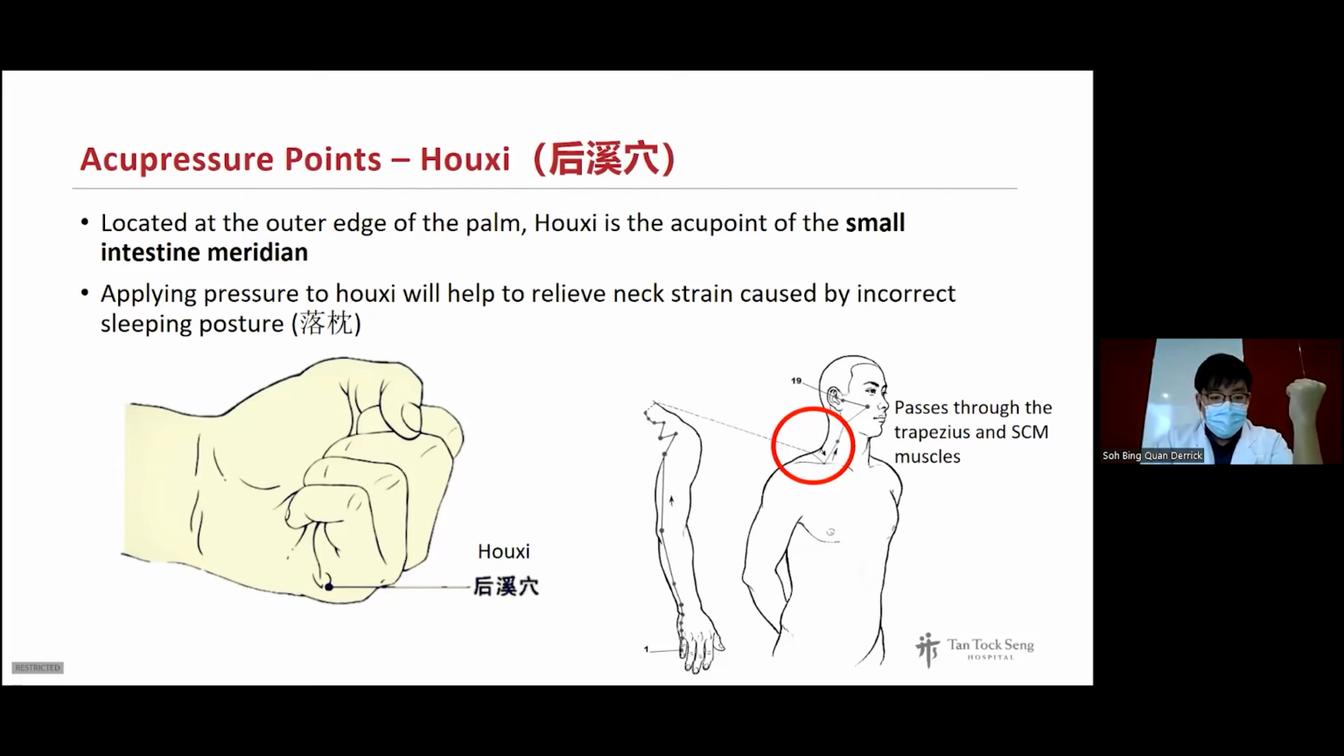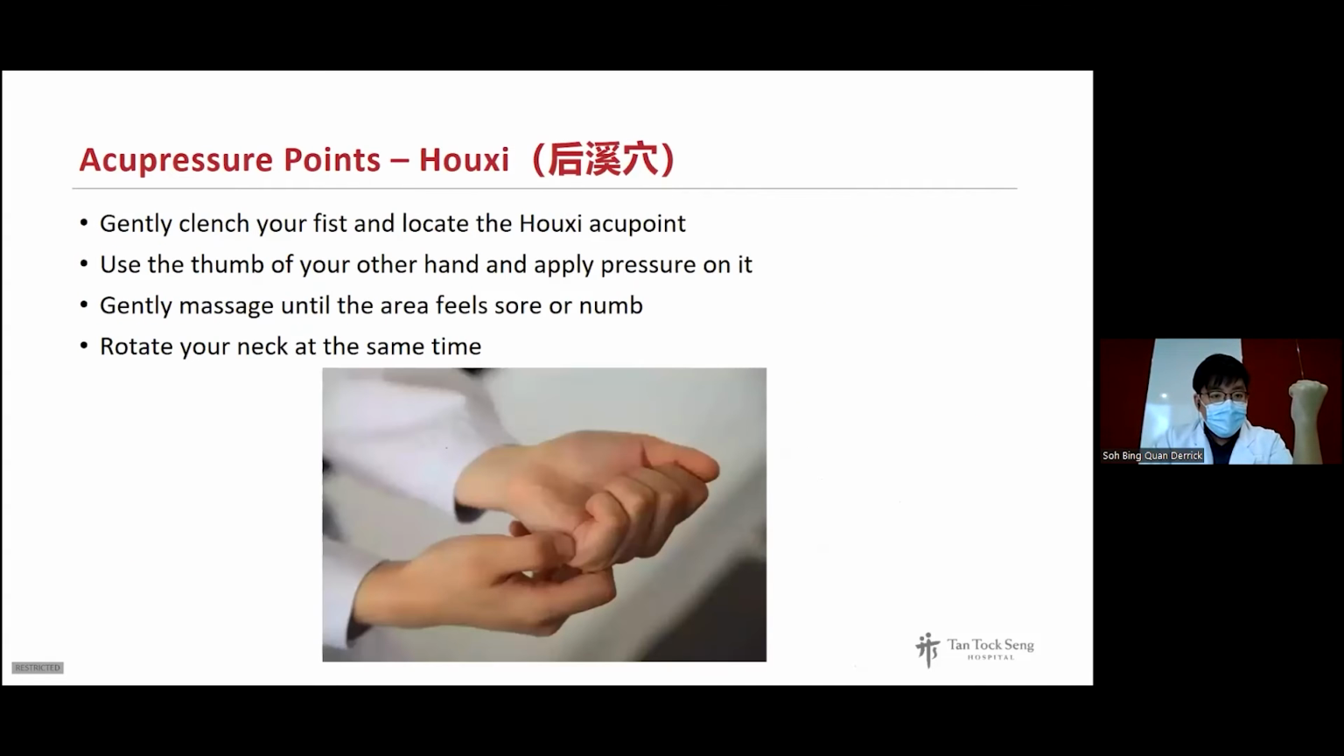These two sides to relieve the neck tension. Okay, so gently clench your fist, locate 后溪 acupoint. Use your thumb or hand just to apply pressure and gently massage until the area feels sore or numb. Okay, at the same time also rotate your neck.